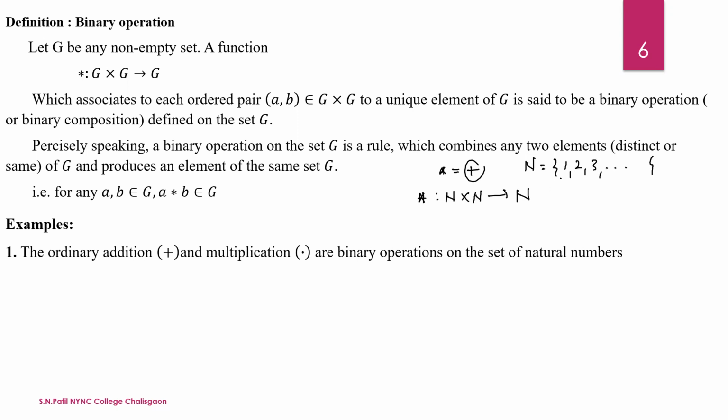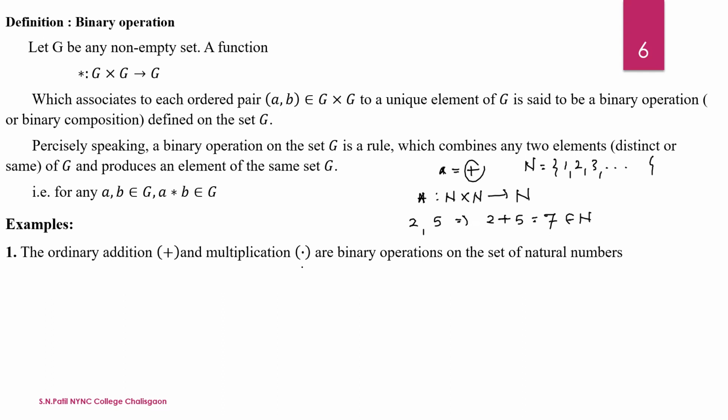Now take any two elements from the set of natural numbers, and the operation is star, where star is ordinary addition. I am taking here 2 and 5, these two elements. Now 2 plus 5 is 7, and 7 belongs to the set of natural numbers. It means the set of natural numbers with respect to addition is a binary operation.